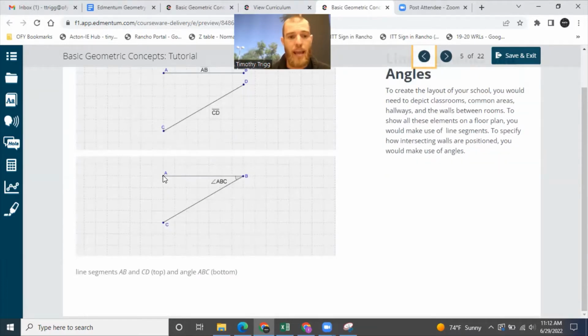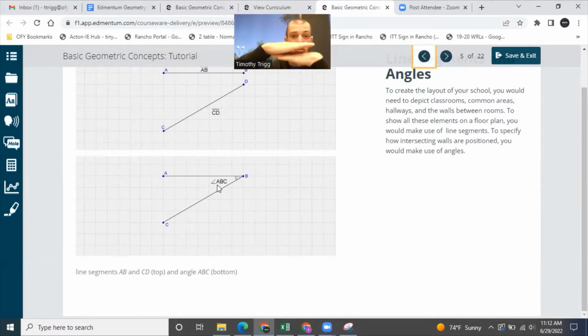So here we have an angle. It's angle ABC. You could also call it angle CBA, or in this case, you could just call it angle B. So angles, you can name them in multiple ways, and sometimes it's necessary to name them with the 3 letters, A, B, C. And notice we put a little angle in front to say that we're talking about an angle.